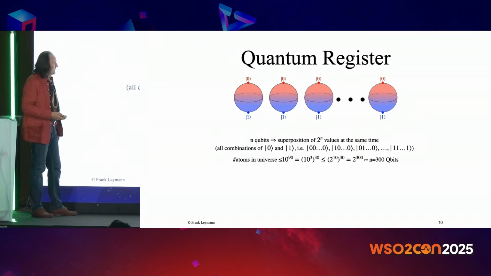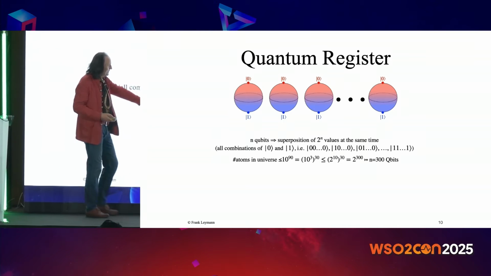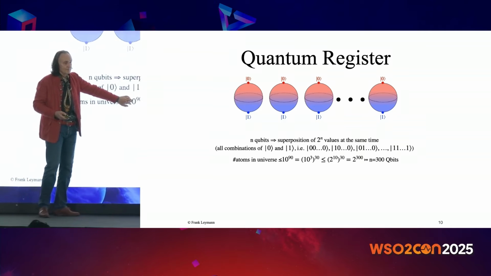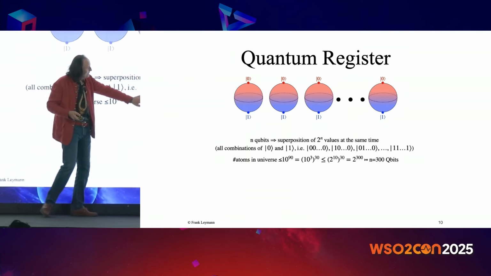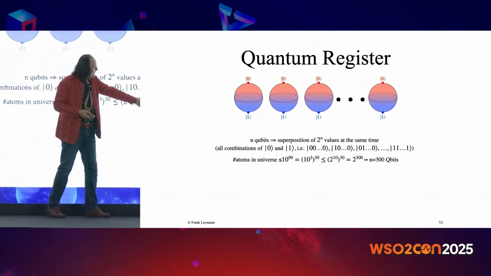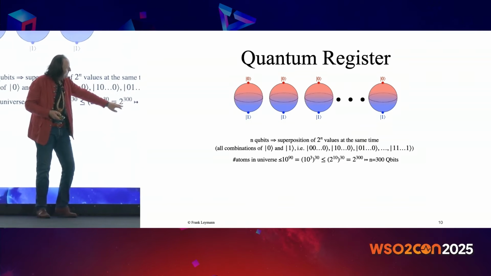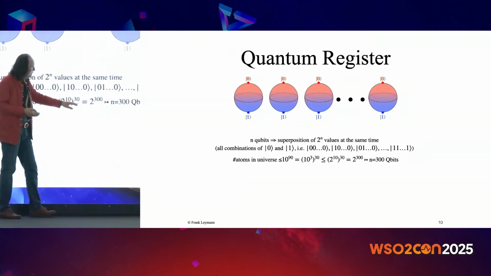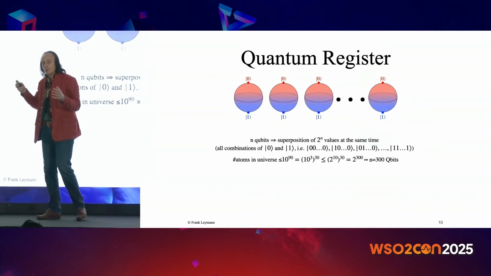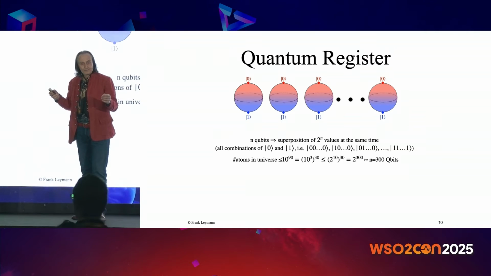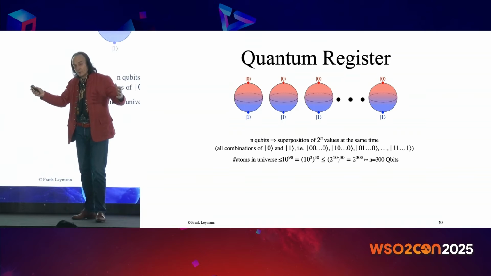It is well known that the number of atoms in the universe is less than 10 to the power of 90. It's a huge number, 1 with 90 zeros. If you rewrite it into a power of 2, it's about 2 to the power of 300. That means if you have 300 qubits, you can store the information that you can build if you turn every atom in the universe into a bit. Right? 300 qubits have the information content of the whole universe.